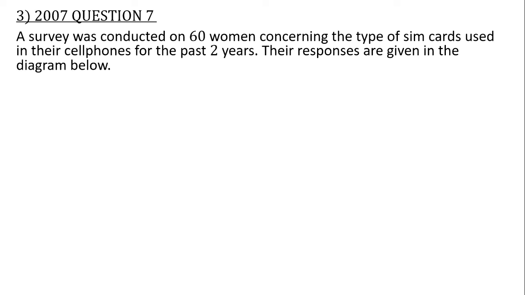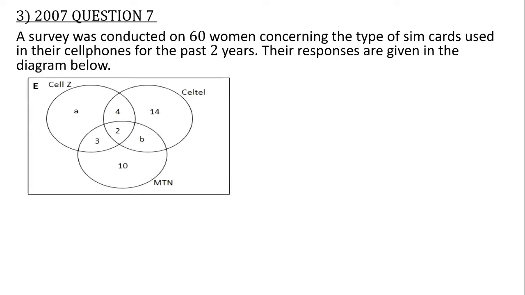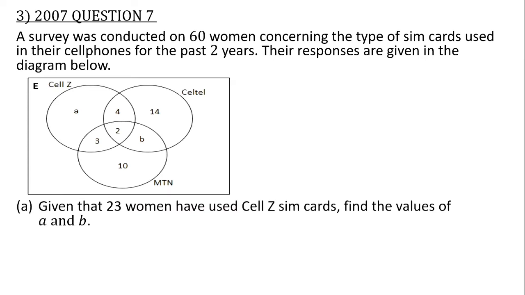Now, when you're looking at sets, sometimes you find that they will combine sets with probability. So this question was given and it also had probability. The question was given in 2007. A survey was conducted on 60 women concerning the type of SIM cards used in their cell phones for the past 2 years. Their responses are given in the diagram below. So those are the responses.